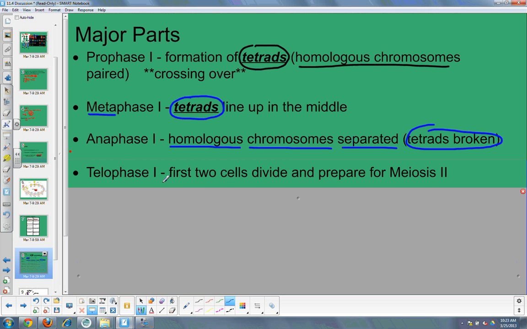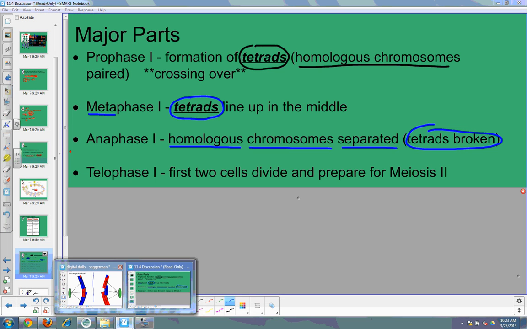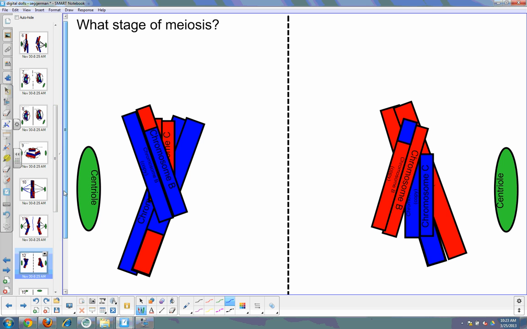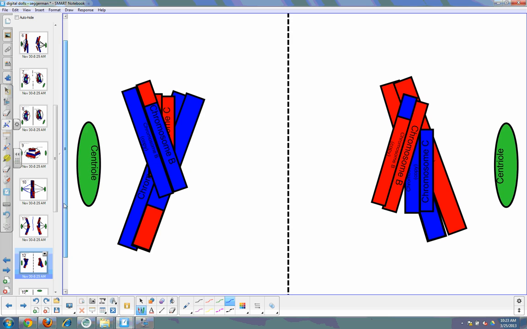So after telophase 1, we have prophase 2. So this is the second round of division. From here on out, we're haploid cells. Okay, remember they have half the number of chromosomes they started with. Now that can be confusing when you look at this because if you look, there's 1, 2, 3, 4, 5, 6.